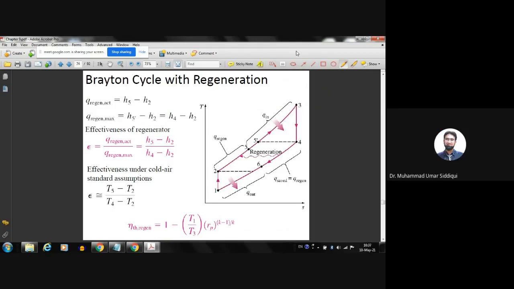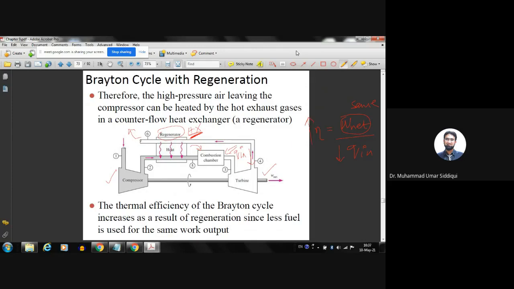Now a very important point is that we have a new component here. This component is the regenerator. And when we talk about the regenerator, it should have its own efficiency. We call it the effectiveness of the regenerator. How do we determine the effectiveness of the regenerator? Let's study the formulation for it.